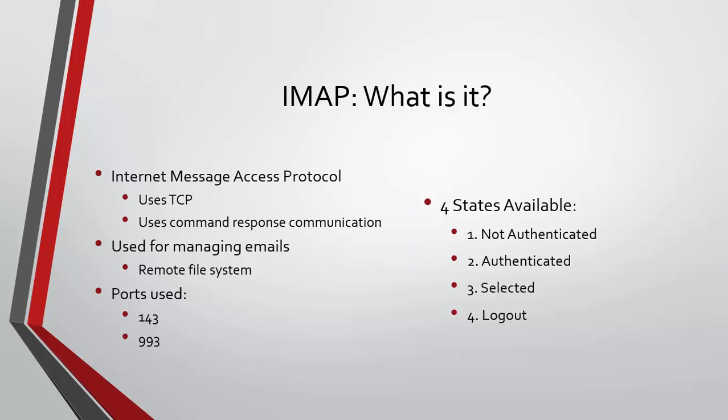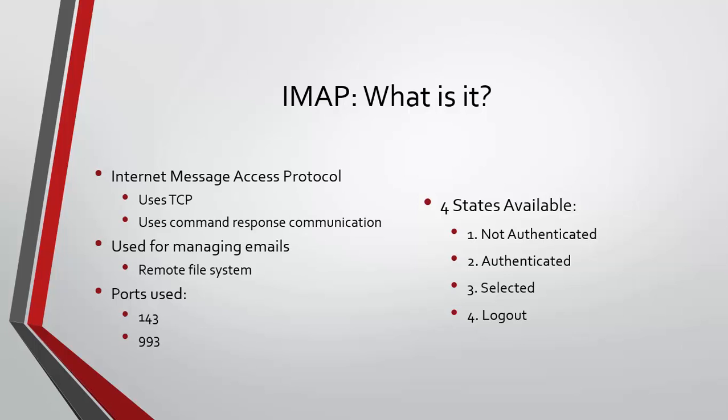And within IMAP, there's 4 states. So the first state is not authenticated. This is the default state when a connection is established. And then the second state is authentication. Basically, once the client has successfully created that connection, they'll enter this state.